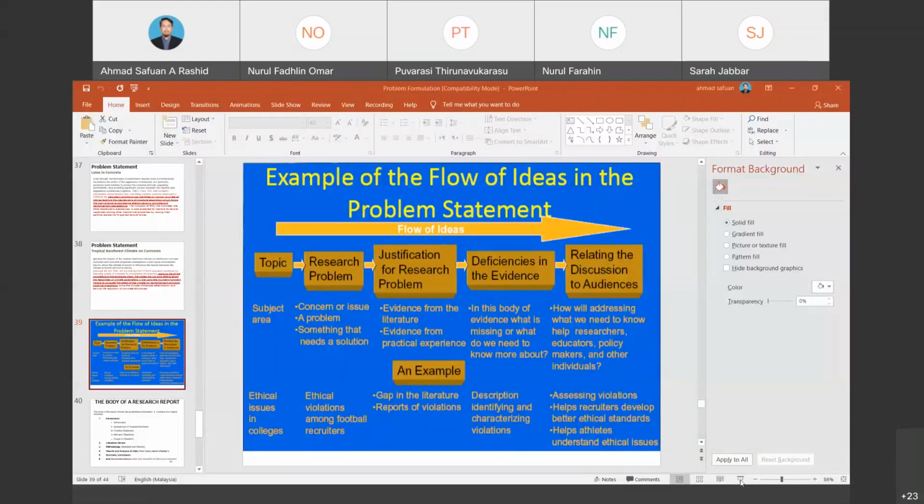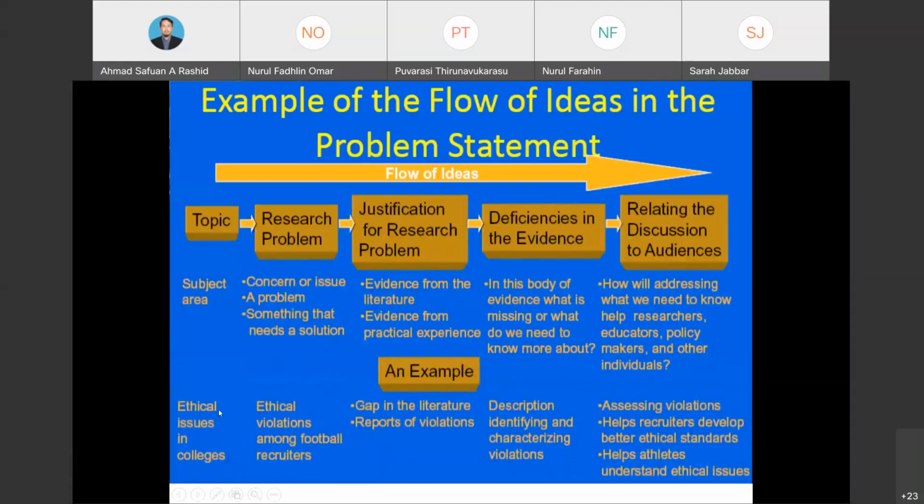So this is an example of the flow of idea in the problem statement. They study on the ethical issue in college. Then from there, they have a problem on ethical violation among football recruiters. So they find examples from the literature, and also the reports of the violations. So description, identifying and characterizing the violation.